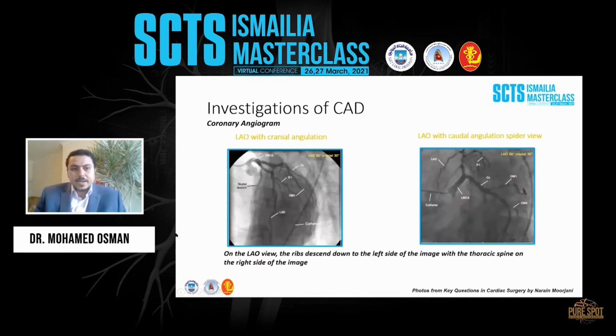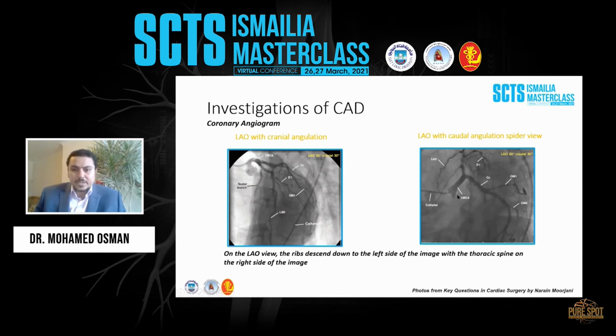Then the left anterior oblique with cranial angulation and the left anterior oblique with caudal angulation, or the spider view. The left anterior oblique with cranial angulation brings the LAD to the midline, and it's a good view to see the whole length of the LAD. Here again, the spine is on the right-hand side, because this is a left anterior oblique. We know that the catheter here is coming from the femoral, so in the descending aorta.